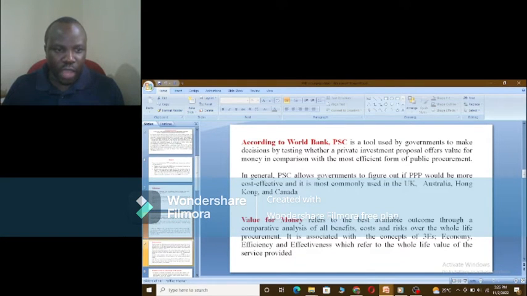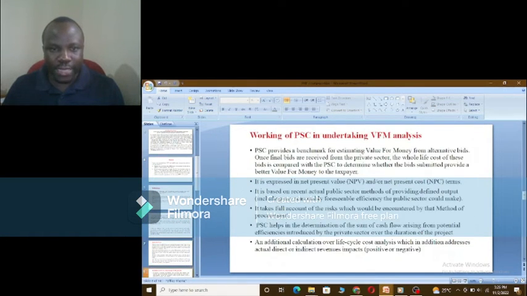So Part A of the question required us to look at the workings of the public sector comparator in undertaking value for money. And here we found that it provides a benchmark for establishing value for money from alternative bids, that once final bids are received from the private sector, the whole life cost of these bids is compared with the public sector comparator to determine whether the bids submitted provide better value for money to the taxpayer.